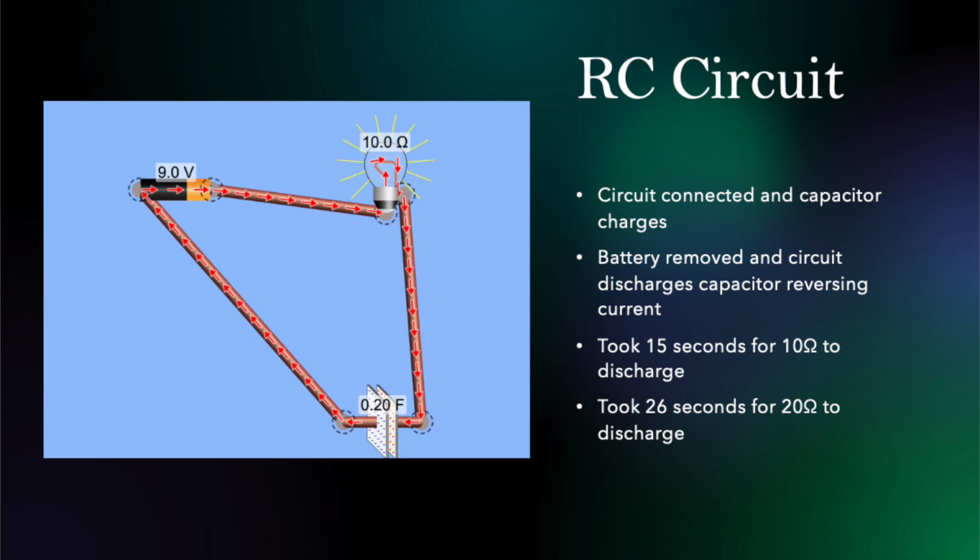We then created an RC circuit with a 10 ohm light and charged the capacitor until the current stopped flowing. Following that, we removed the battery and started the circuit again, allowing the capacitor to discharge. This caused the current to flow in the opposite direction. It took 15 seconds for the capacitor to discharge with the 10 ohm light. The experiment was then repeated with the 20 ohm light. It took 26 seconds for it to discharge with a 20 ohm light.